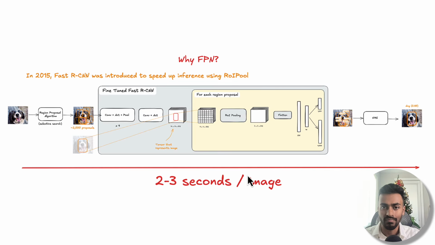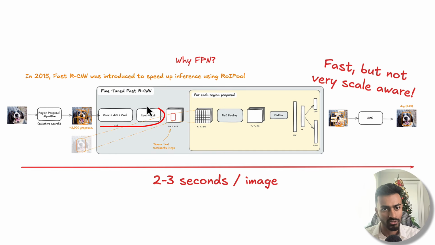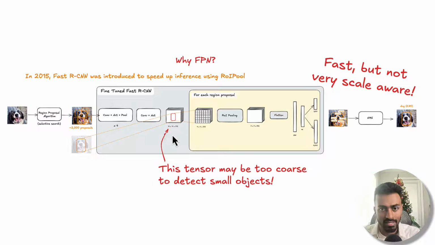So that's great. Now, the issue though is that it's not scale aware as much anymore. It is somewhat scale aware because of these convolution activation pooling operations, but not very much, in the sense that we removed the warping logic that actually helped add that scale awareness. And so the issue now is that this single tensor that we have might be too coarse to detect small objects.